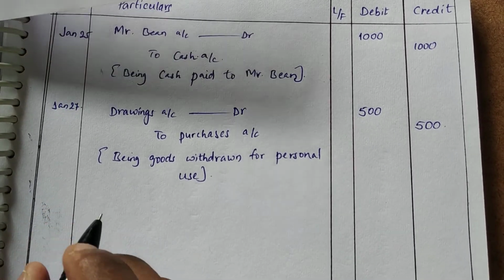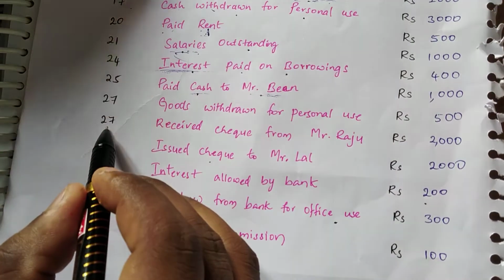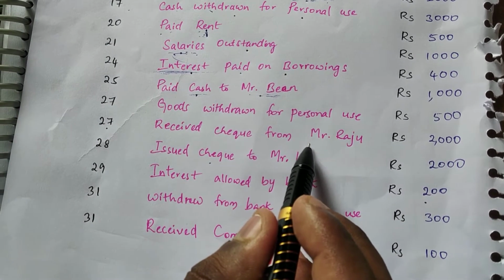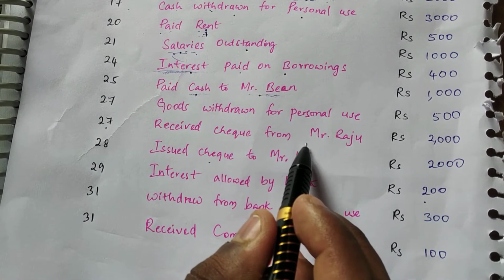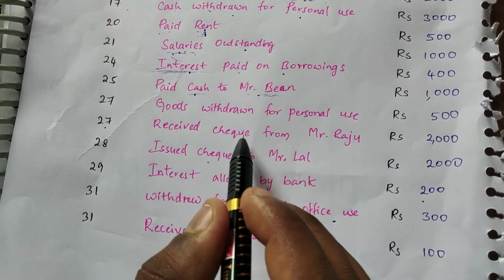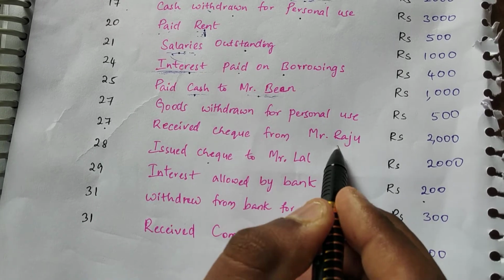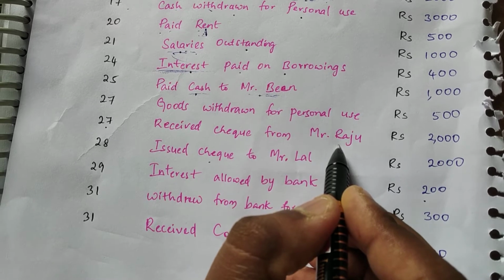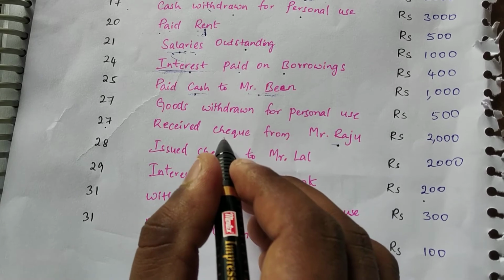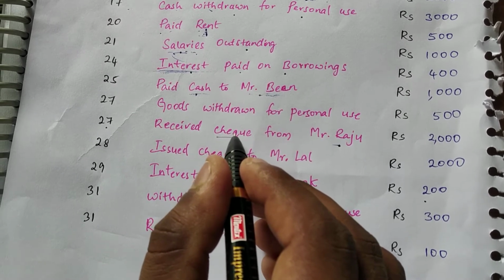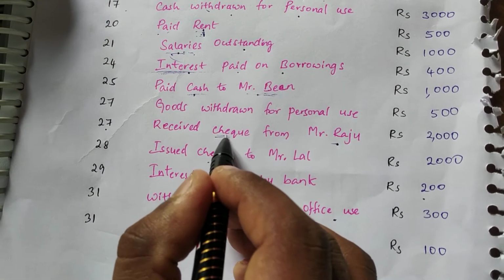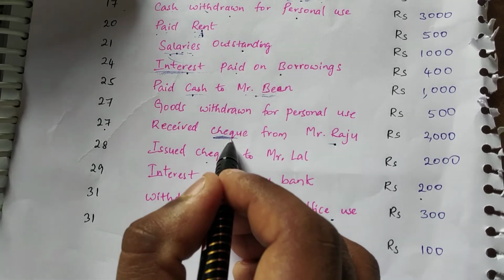Okay. Then the next transaction. On the same day, on 27th January, again we have another transaction. Received check from Mr. Raju. We received a check from Mr. Raju. So what do we have to do generally? Obviously it is our organization. Definitely the bank balance of the organization is going to increase. Since the bank balance is going to increase, we are receiving the check in the form of bank balance. So bank balance is increasing.